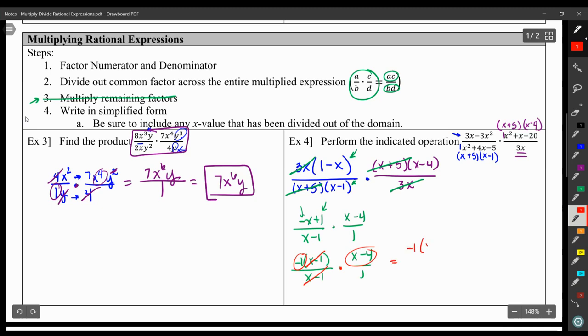So -1 times x minus 4 all over 1, which you don't really need. So let's distribute out this -1 just to make it a little bit nicer. So this simplifies down into -x plus 4.